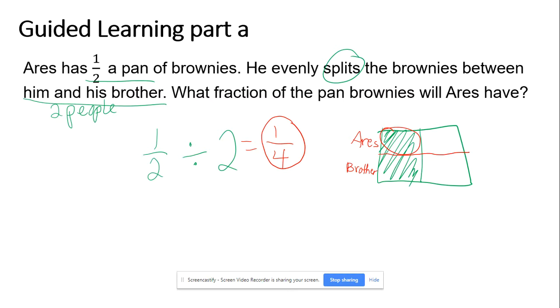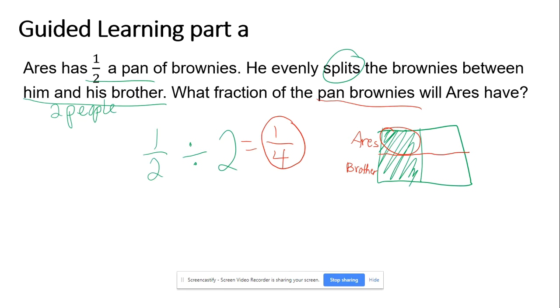And you might be asking, why didn't we say 1/2? Because if you are seeing here, what fraction of the pan of brownies, not what fraction of what is left of the pan of brownies. So out of the entire pan, Aries is going to be having 1 portion out of 4 equal parts, which would have been that full pan of brownies.